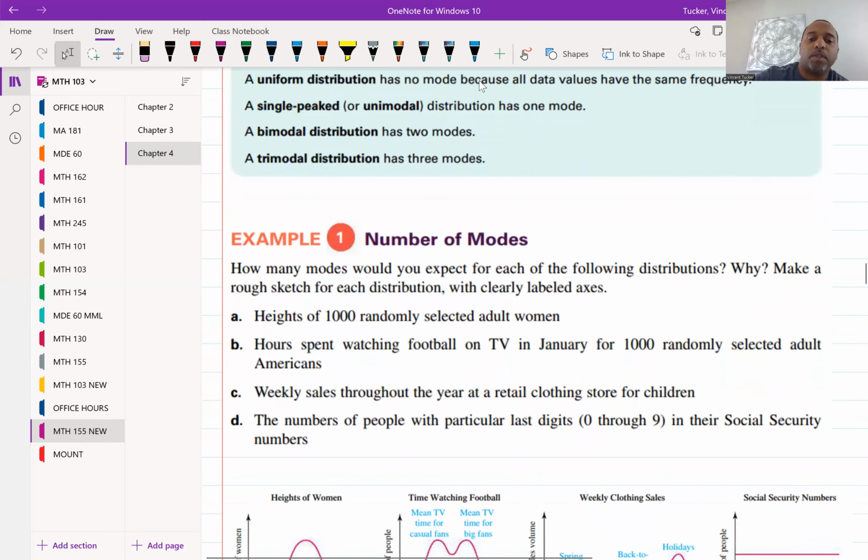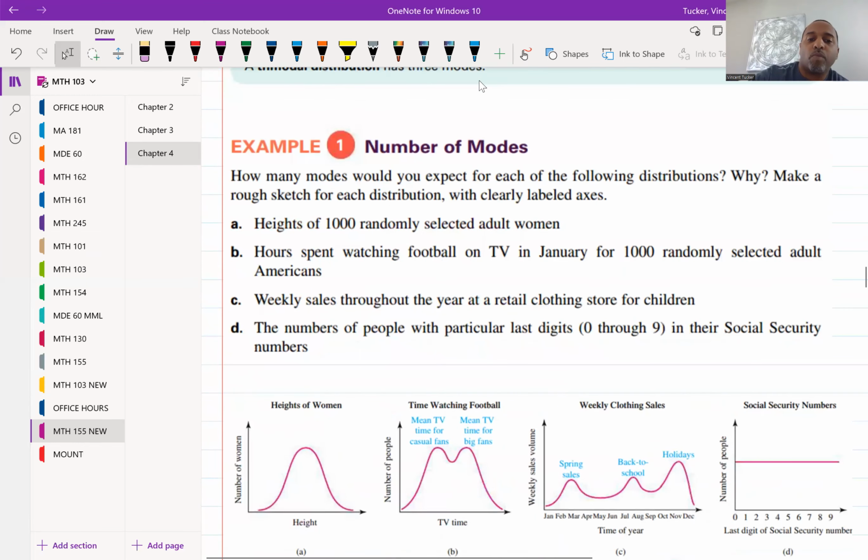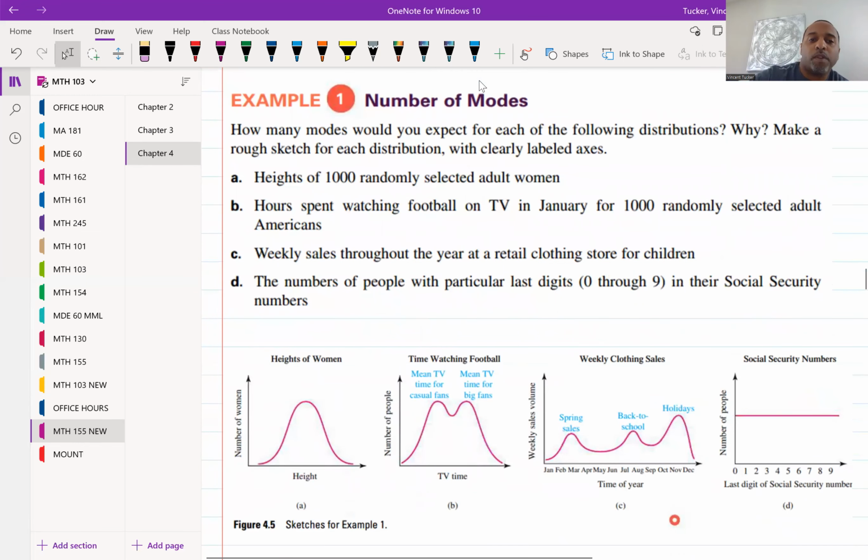All right, scrolling up some. Here are the sketches, and I have a little bit of an explanation right under it, but just giving you guys a chance to write.